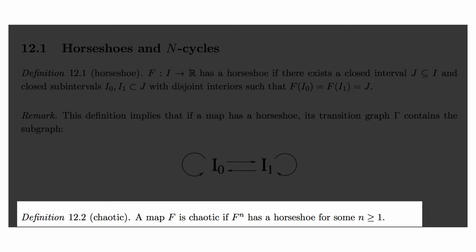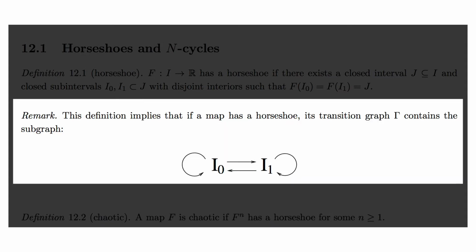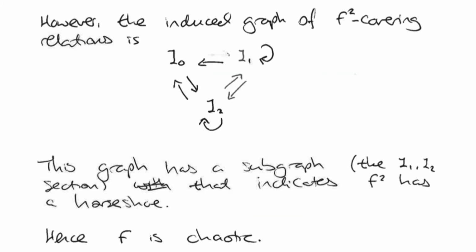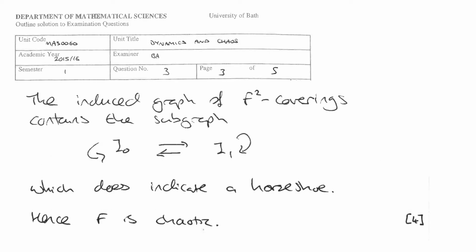However, what you'll notice in the notes is that throughout, we use the subgraph consequence as a condition of sufficiency for a horseshoe. Specifically, in some problems, when we could detect that such a structure exists, then we claimed that this was a horseshoe. For example, in chapters 10 to 12, question 1, we have this statement. And similarly, in the 2015-16 exam, question 3, we have this statement about the induced subgraph of the f-squared map.